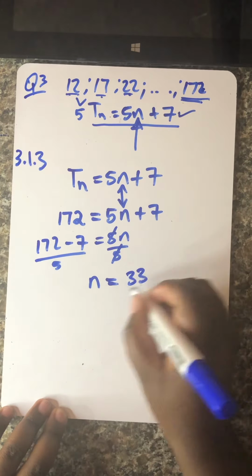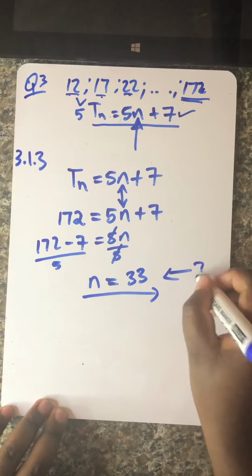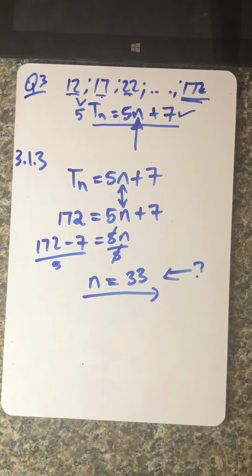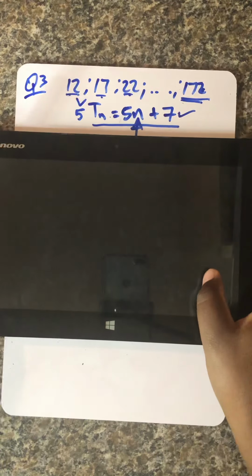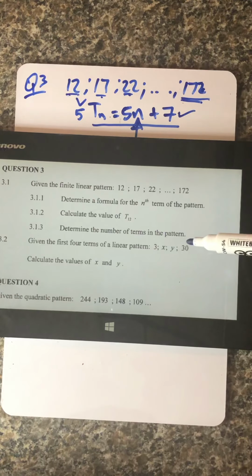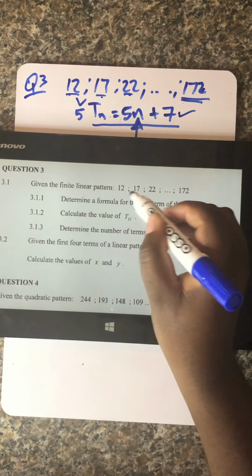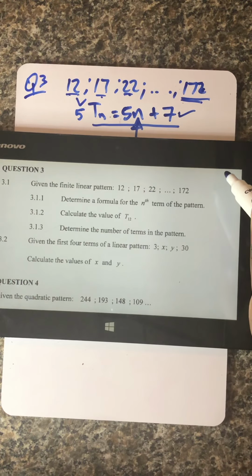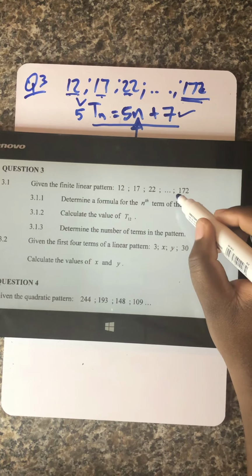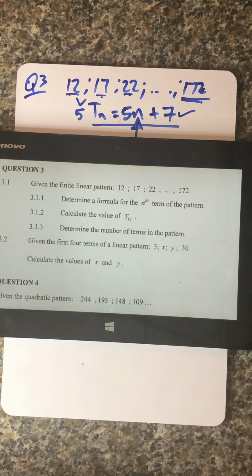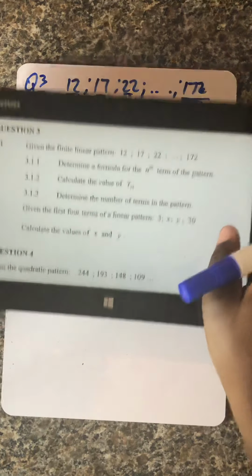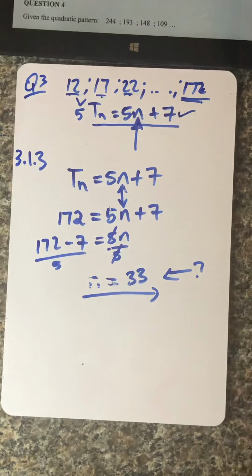Okay, 33. What is this 33, guys? What is that 33? I know someone will say 33 is an answer to our question, but I just need a bit of explanation, guys. That means for this linear pattern, you've got 33 terms, and the first term is 12 and the last term is 172. That's what that 33 means. Very, very much important, guys.